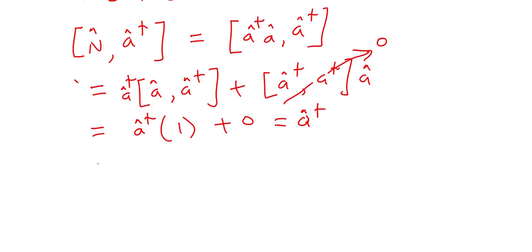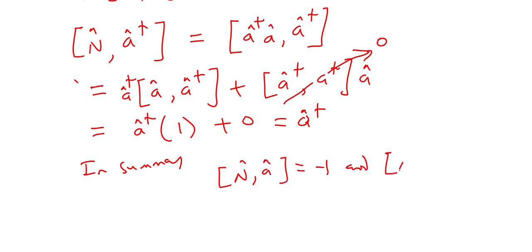So in summary, the commutator of the number operator with a is minus a, and the commutator of the number operator with a dagger is a dagger.